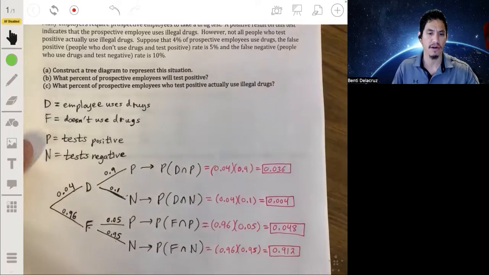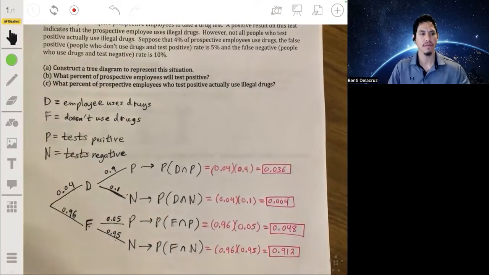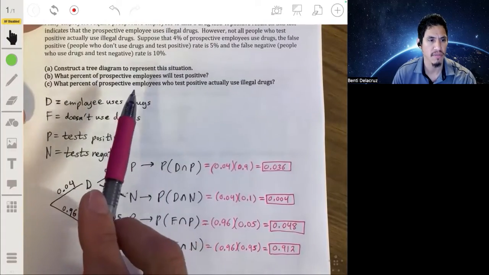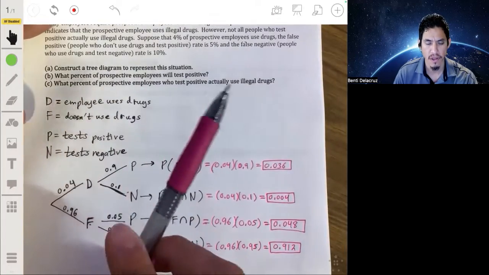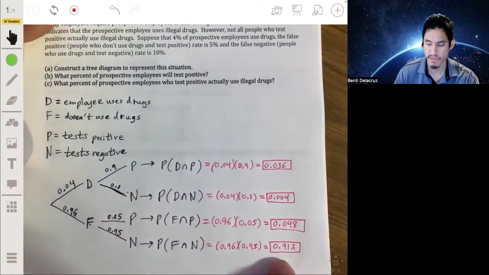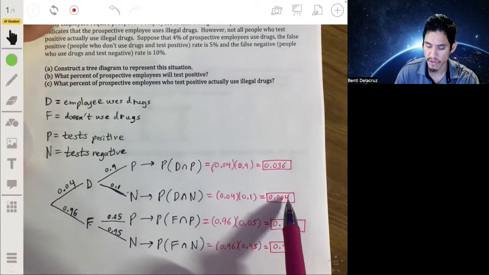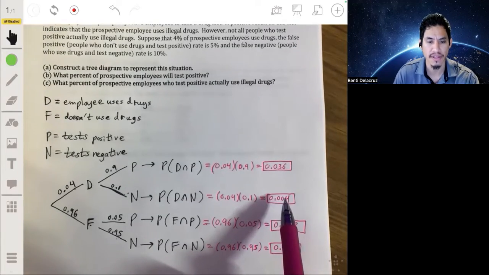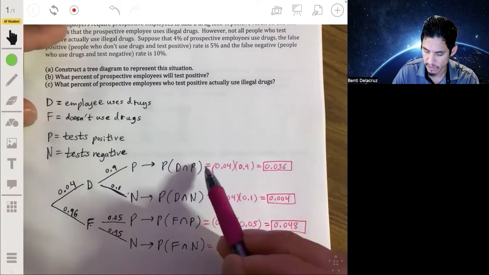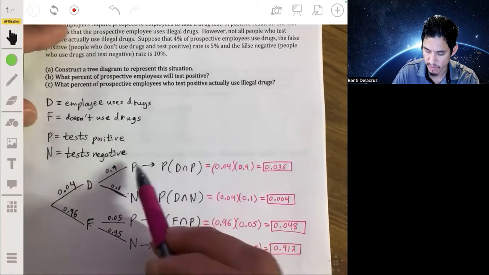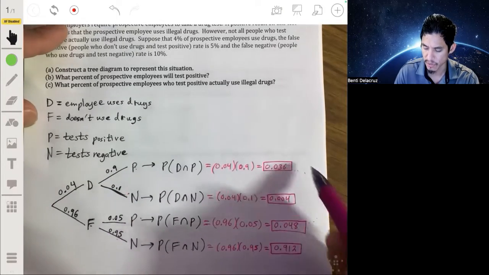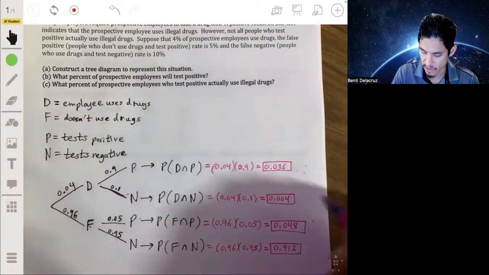Okay, so here's our tree diagram. Now, this is really going to help with the rest of the problem. So what percent of prospective employees will test positive? Well, remember, we look at the total outcomes here. Which one of these are showing that the employee tested positive? So here we've got a positive result, and a positive here. So these two values added together will be the probability of them testing positive.